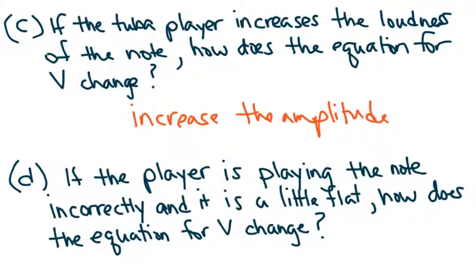So if the tuba player is playing a note incorrectly and is a little flat, how does the equation for V change? Well, if the note's flat, that's going to change the tone, which means it's going to change the frequency. So if it's being played incorrectly and it's a little flat, then it's probably going to decrease the frequency.